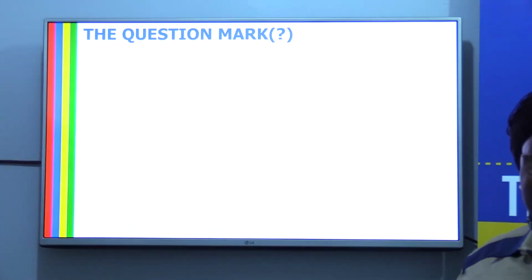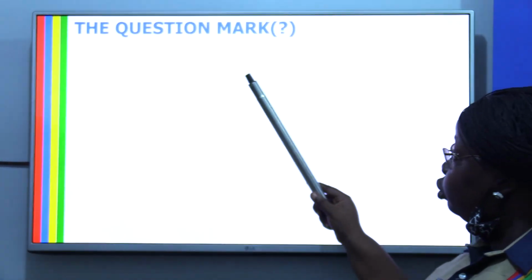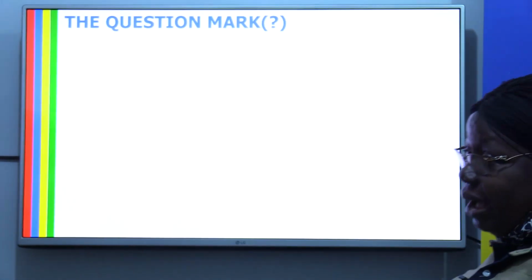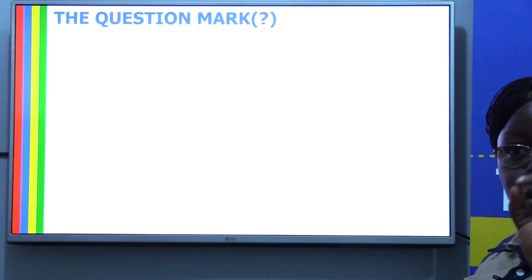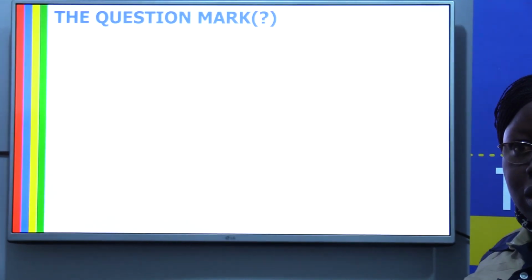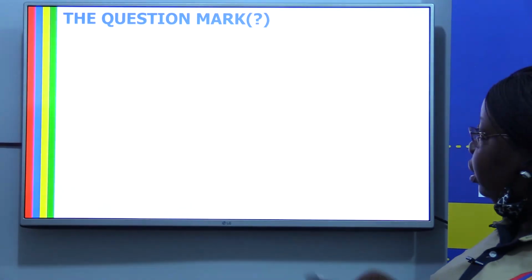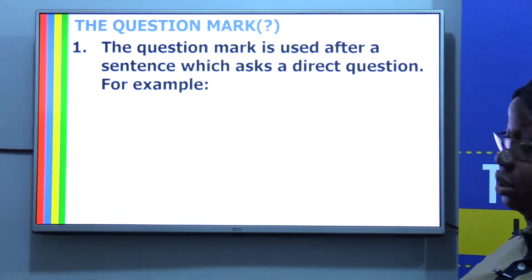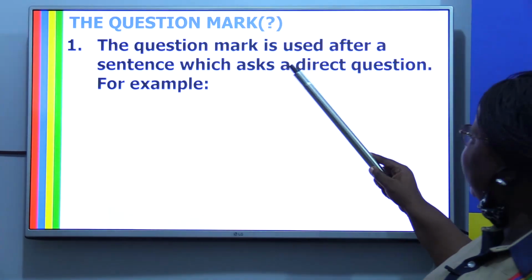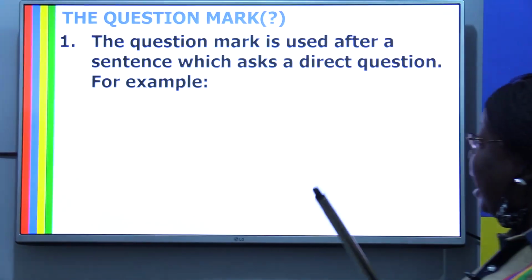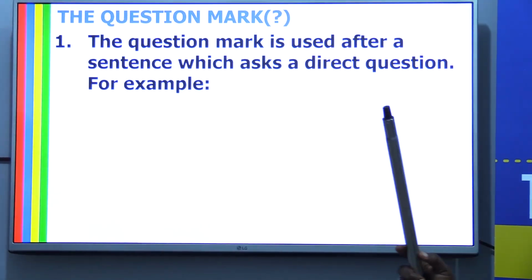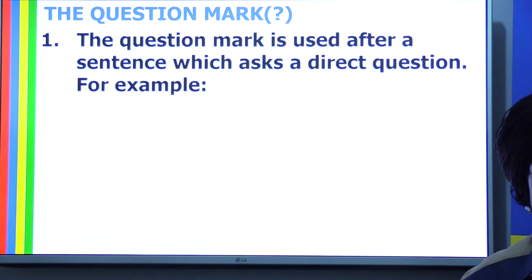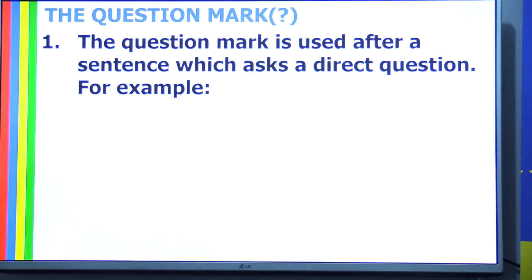The next punctuation mark that we're going to look into is the question mark. When we talk about question mark, the sign looks like a fishing hook, and that is how it is written on the board. What do we use question marks for? The question mark is used after a sentence which asks a direct question. When you're asking a direct question that you need a response to, then you use the question mark.